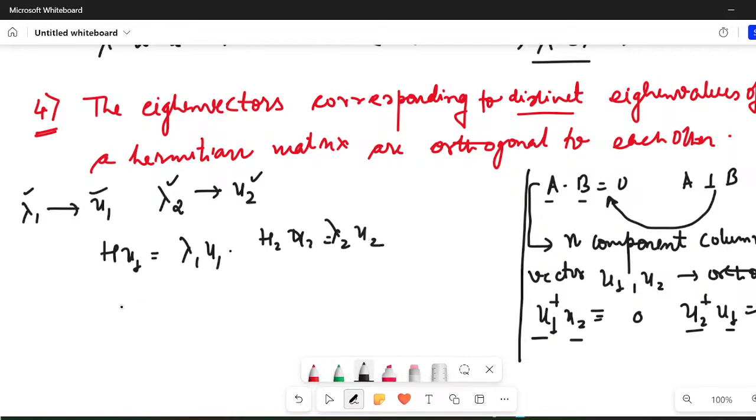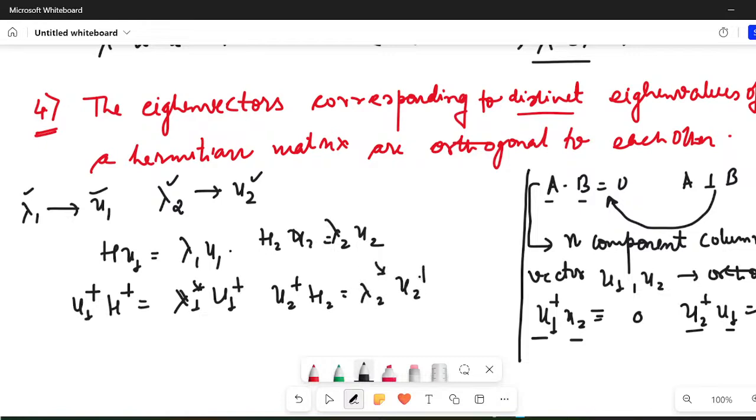Now if I take a Hermitian conjugate on both sides, then what will it become? You will get u1 dagger H dagger, and here you'll get lambda 1 star. I'm writing a star because most quantum mechanics books prefer a star; otherwise, in maths we usually take a bar over it. It's one and the same thing. And here you have the dagger, and here also the same. So u2 dagger H dagger would be equal to lambda 2 star, and then u2 dagger. I think it's quite easy to see.